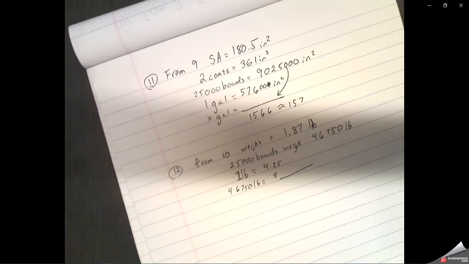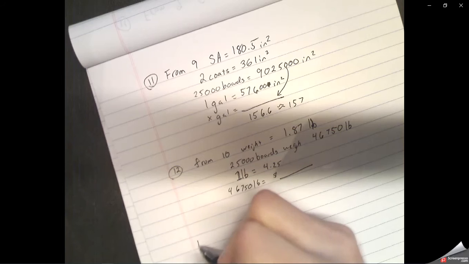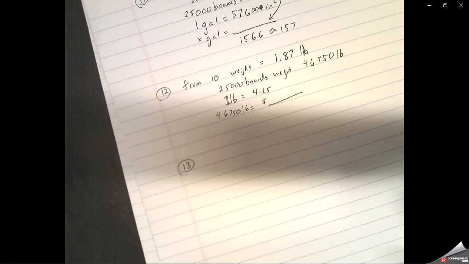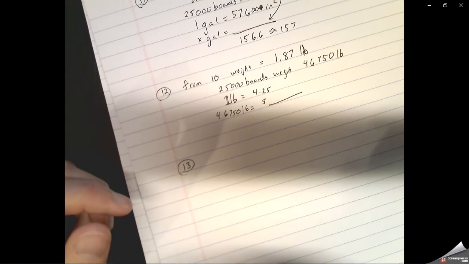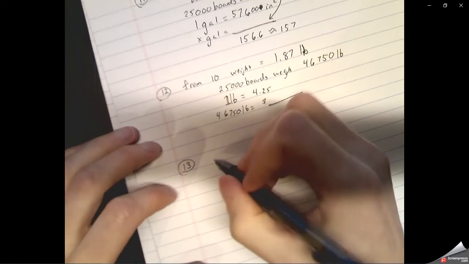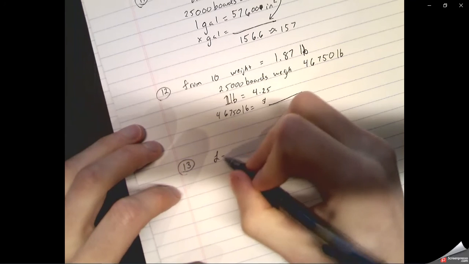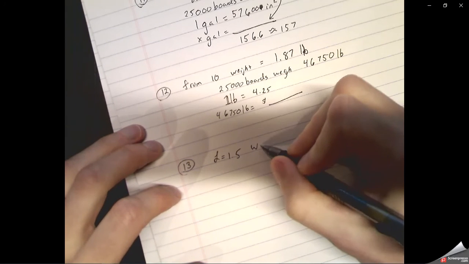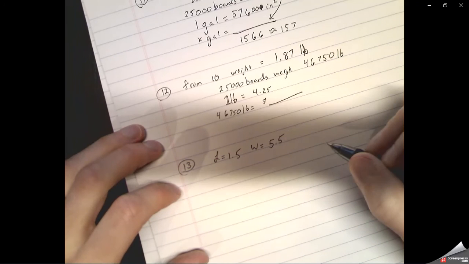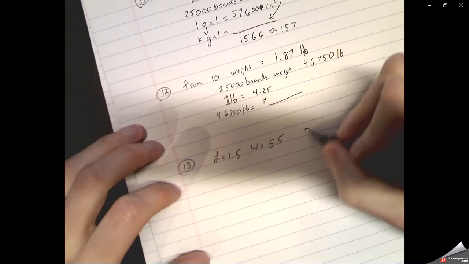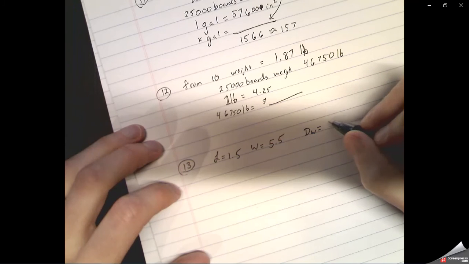Now if we look at question 13, we have the same wood board, but this time we're not going to have a 3.5 by 17. We are going to reduce the original board into 1.5 by 5.5, so we're changing the width and the height. I'm going to write down the length and width of that piece, that original cross-sectional area. The density stays the same, still the same type of material, so 0.021.